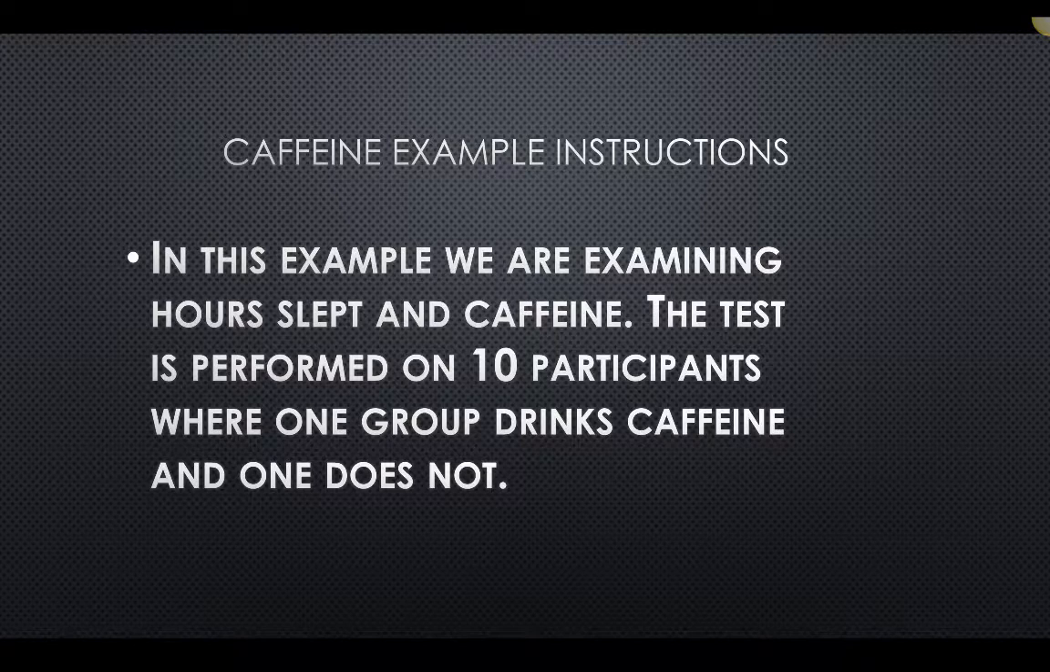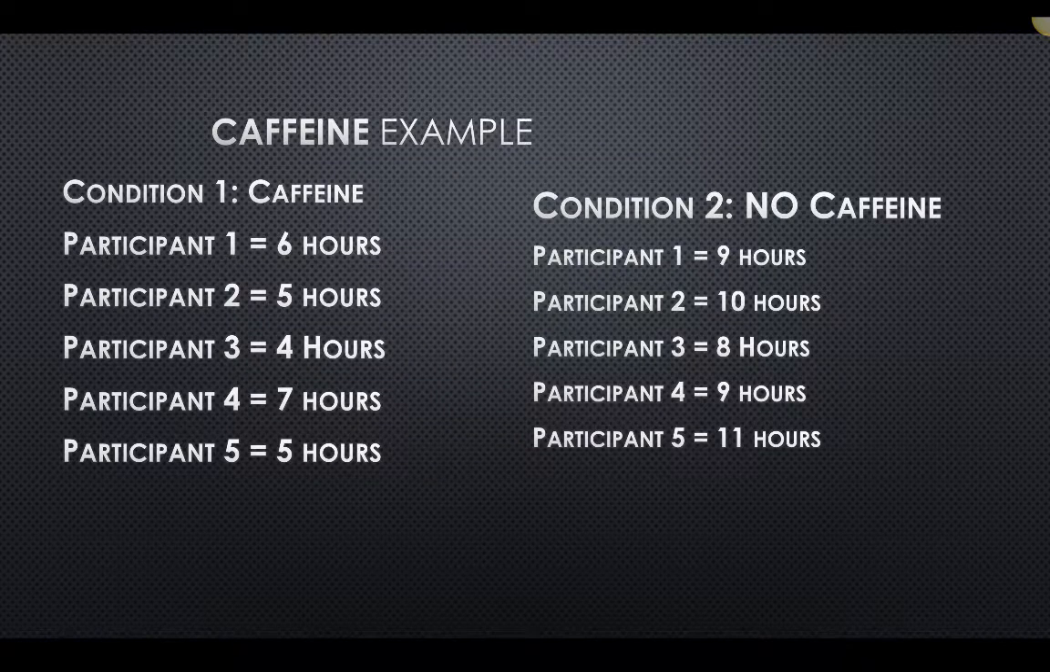In this example, we are examining the hours slept and caffeine. The test is performed on 10 participants, which should be 5 participants in each group, where one group drinks caffeine and the other one does not. You see on the left, caffeine, and on the right, no caffeine. This is a very small sample size, being 5. Just in general viewing of this, we can say, okay, the people with caffeine got more hours of sleep. 9, 10, 8, 9 are better than 6, 5, 4, 7, and 5. But it doesn't really narrow it down to an exact mean.